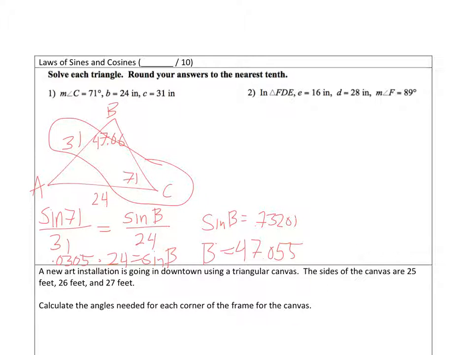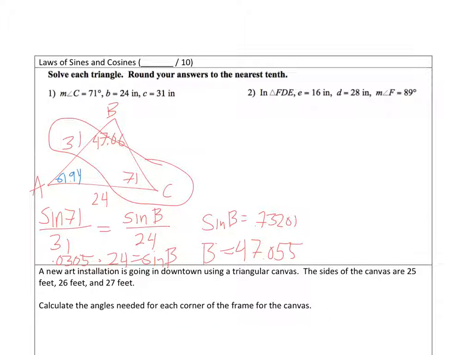Just for the sake of easiness, let's call this 47.06. Okay, third angle: 180 minus 71 minus 47.06 will give you my third angle, which is going to be 61.94.